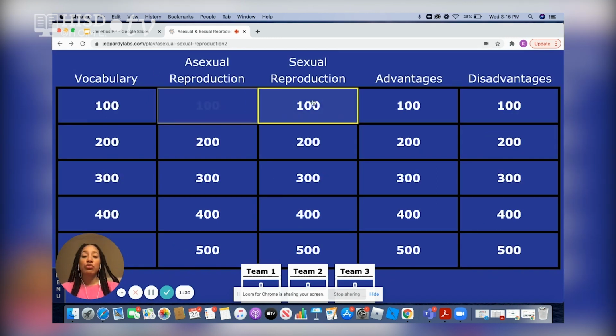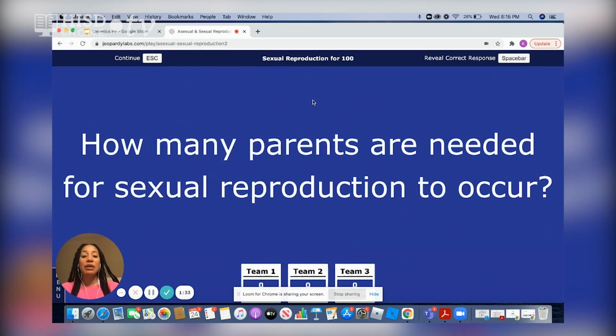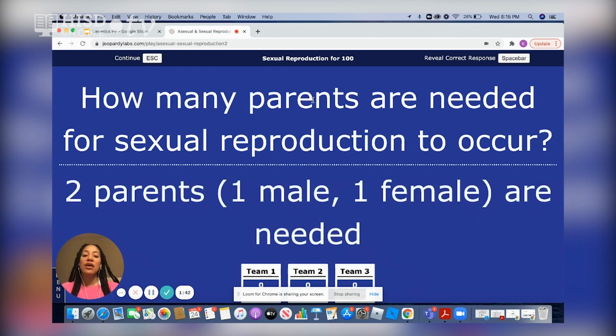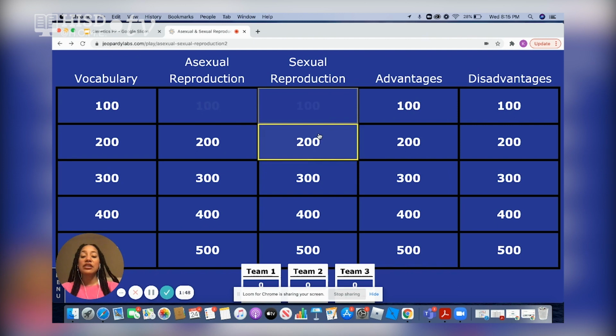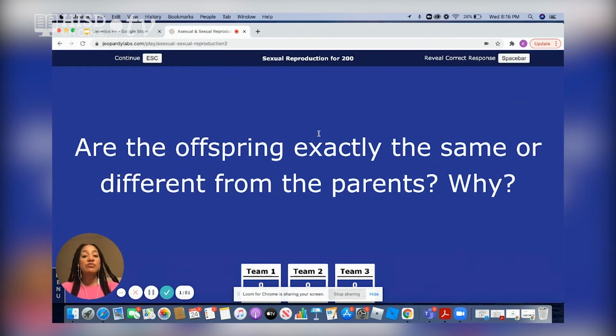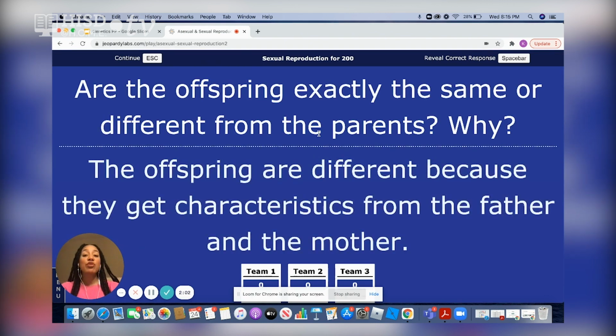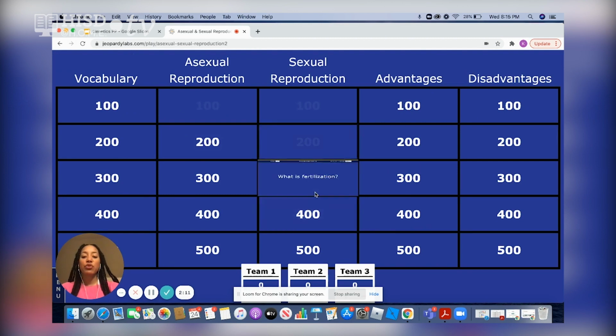Let's talk about sexual reproduction. So the question is, how many parents are needed for sexual reproduction? Correct again. You said 2 parents, 1 male and 1 female are needed. Let's talk about sexual reproduction for 200. Are the offspring exactly the same or different from the parents? And why? Yes, because there are 2 parents, the offspring are different because they get characteristics from their father and from their mother. We can continue with sexual reproduction for 300.